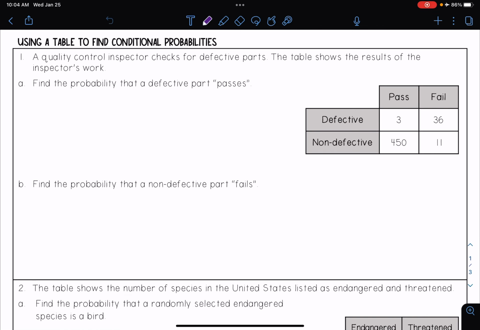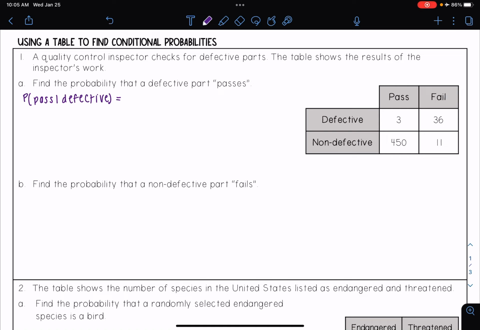Number one says a quality control inspector checks for defective parts. The table shows the results of the inspector's work. First, we want to find the probability that a defective part passes. So here, another way we can think of it is that we want to find the probability of a part passing given that it's defective. And so we have a conditional probability here because we are assuming that the part is defective. Now we want to find the probability that it passes.